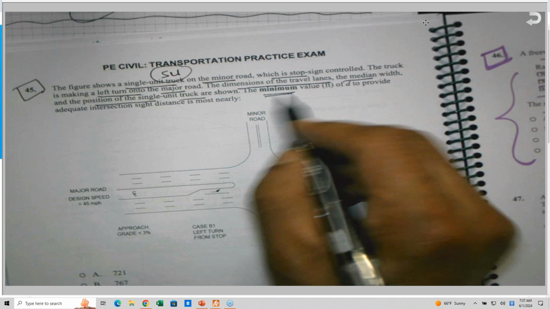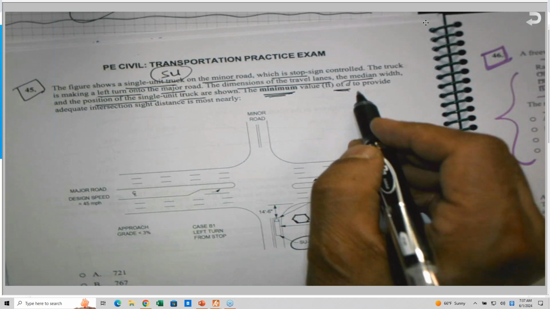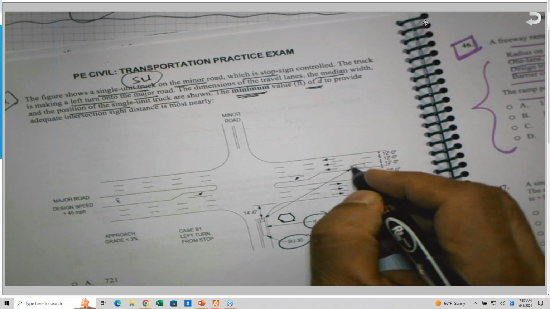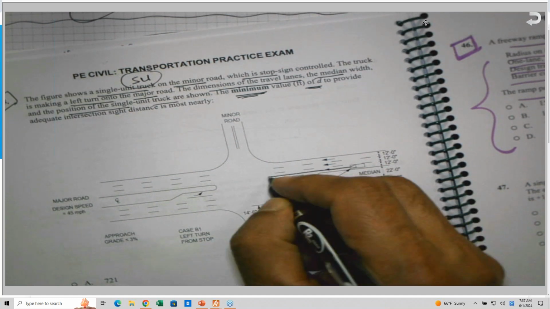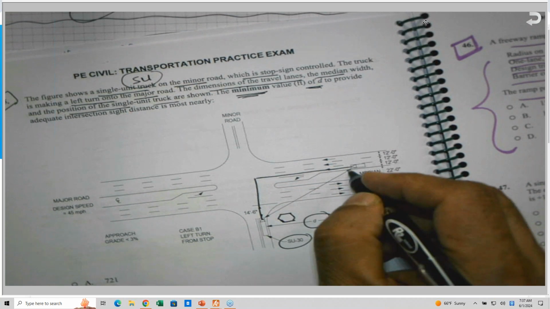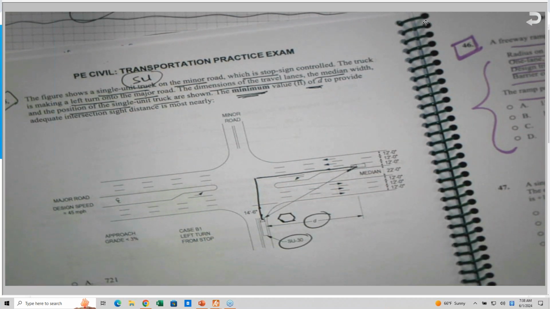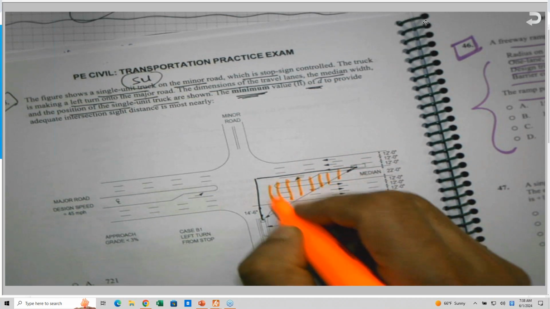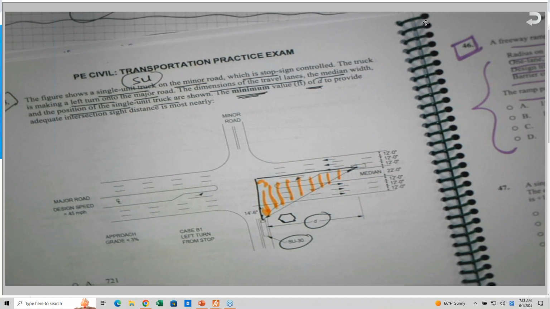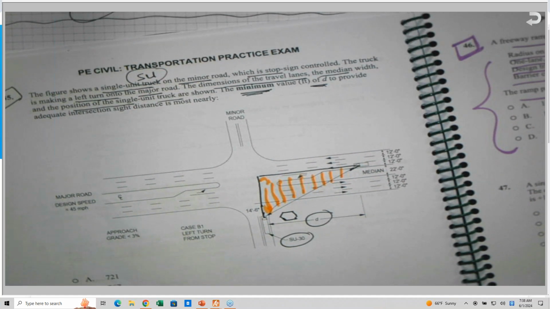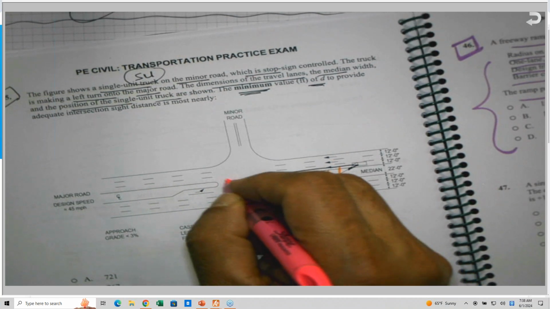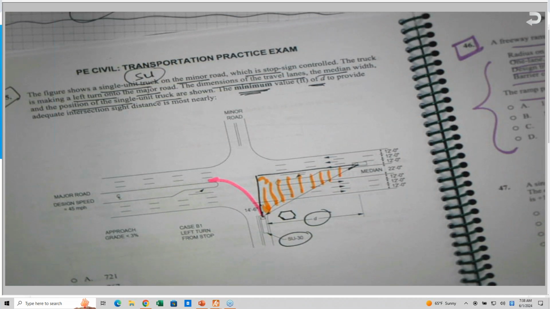The minimum value of the D, which is the length of the sight triangle, because right now this car, we need to make sure that this sight triangle here is clear. So this vehicle here, the SU, is making a left turn, where it will turn from here to this lane. It will not go to the other lanes.